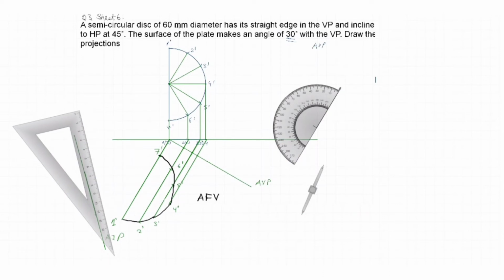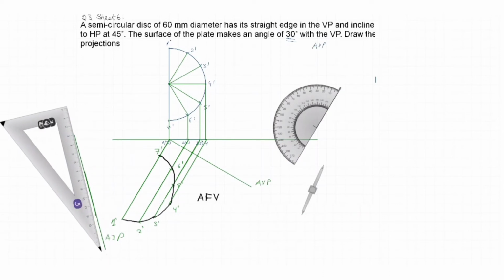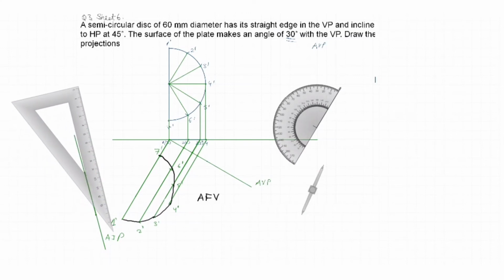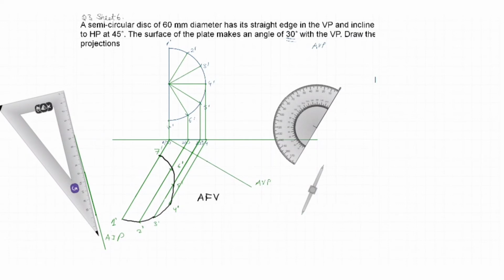Perpendicular to this plane. So let me just fix the tri-square. You will use your drafters to draw the perpendicular projectors. Okay. Please use drafter for making all the projections. That will be much easier for all.